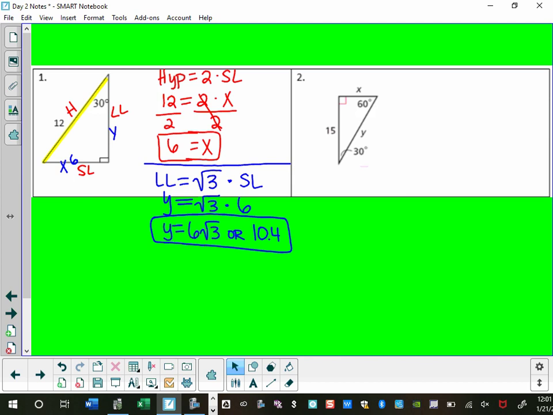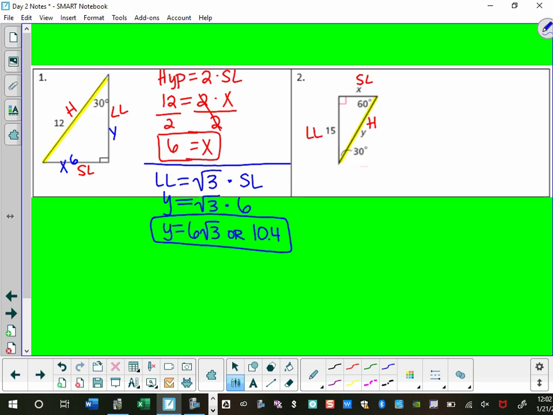Number 2. Here's my hypotenuse, y. What's my short leg? And what's my long leg? Good. So what should we start with? The short leg, long leg, or hypotenuse? They gave us variables for the short leg and the hypotenuse. I want to start with a number. Don't look at the angles. The angles do not matter anymore once we label it. We're talking about sides.